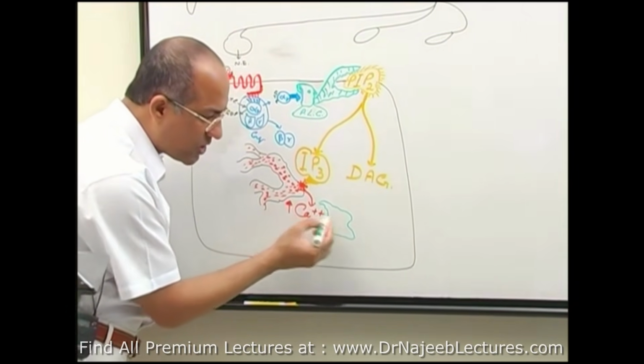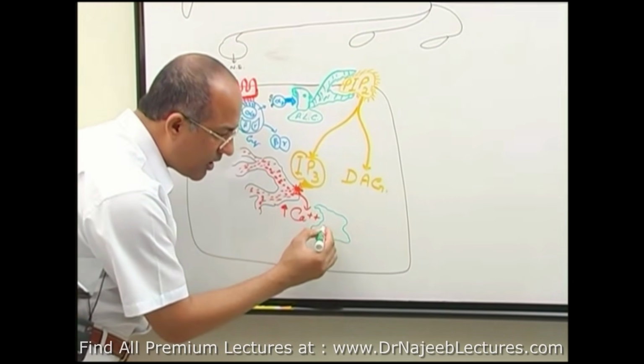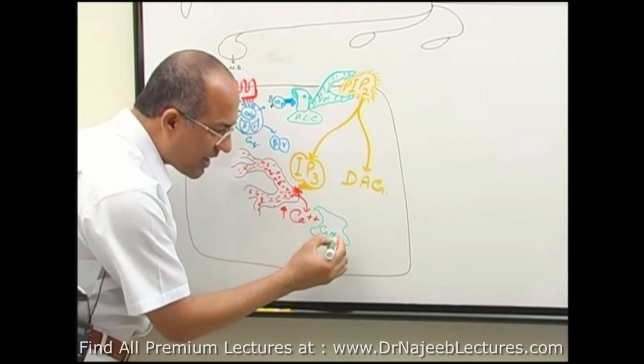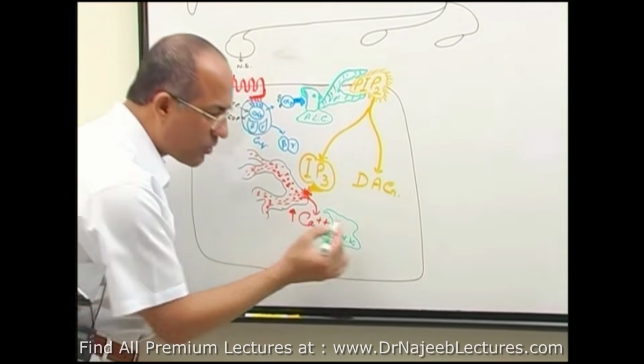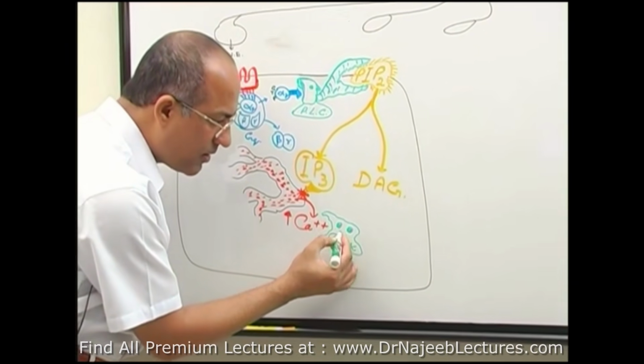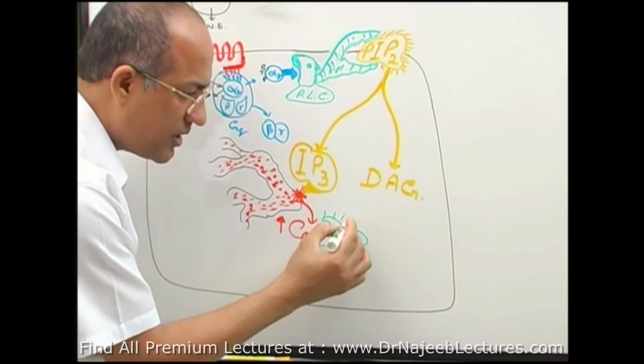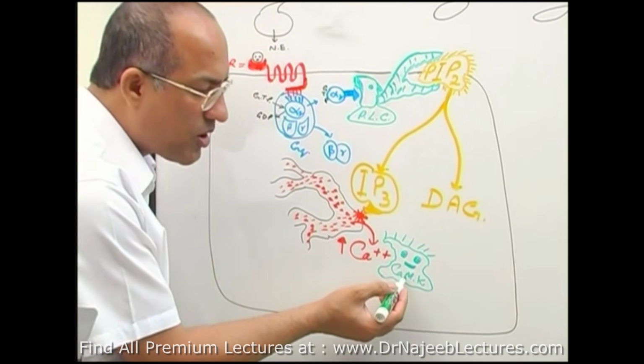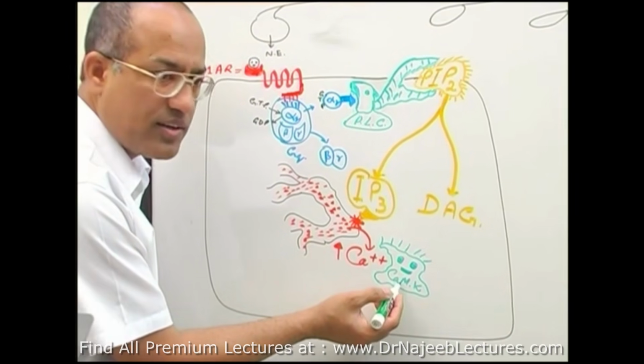And this protein to which calcium is binding, that is called calmodulin kinase. This protein is called calmodulin kinase. Right? Calcium will bind with the calmodulin kinase protein. Right?